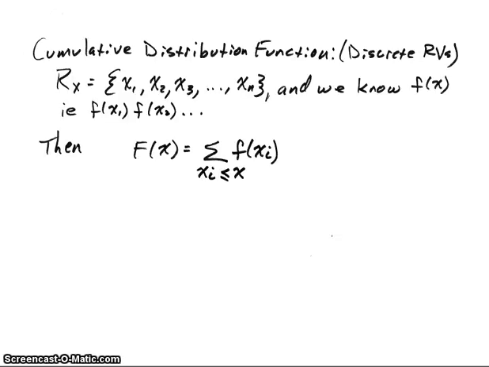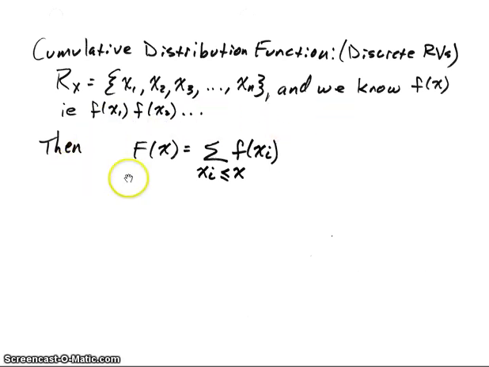So now let's look at what the cumulative distribution function is for a discrete random variable. In this case we'll look at a finite discrete random variable. We have an example here where the range values go from x1, x2, x3, all the way to xn, a finite number of possibilities. Suppose we know our probability distribution function, little f of x. So we know the values f of x1, f of x2, and so on.